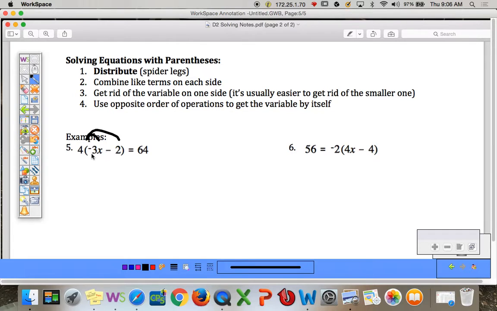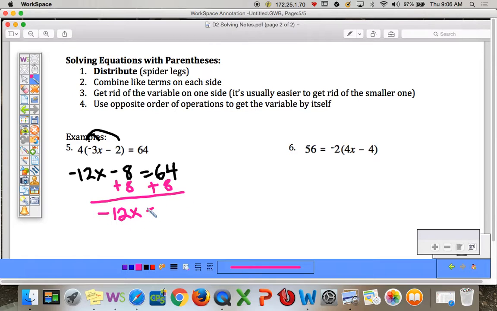We're going to multiply. 4 times negative 3x is negative 12x. 4 times negative 2 is negative 8. Now we'll solve just like we solved the other ones. We're going to do opposite order of operations, so we'll add 8 to each side. Negative 12x equals 72. We're going to divide by negative 12. And our answer will be negative 6.